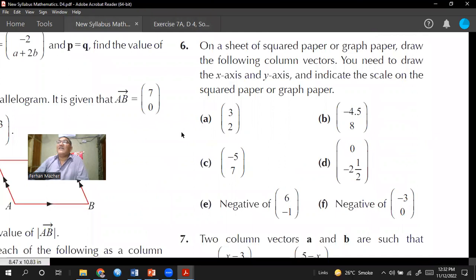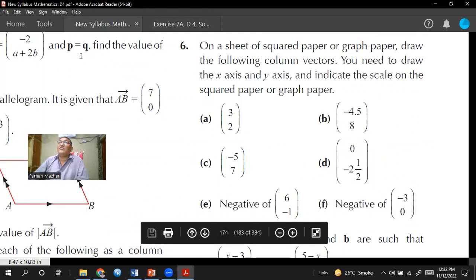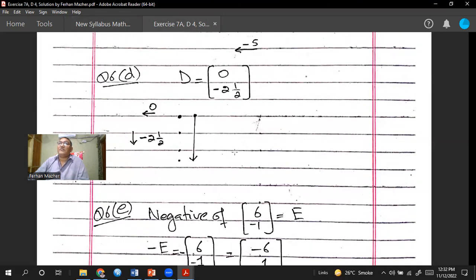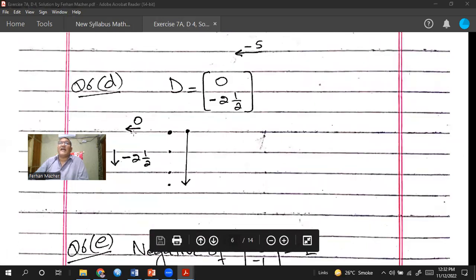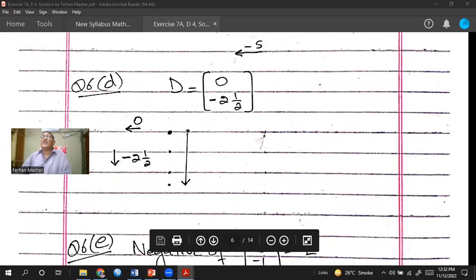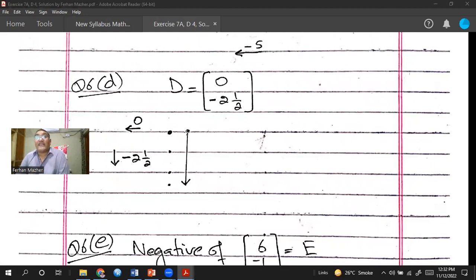Then we have 0 and minus 2 whole 1 by 2. Let me show you. Here in the D part, you will not move any step on the x-axis. Wherever is your starting point, you will not move along the x-axis. And the y is minus 2.5, which means you go 2.5 steps down. Then join the tail with the head. That will be your vector, put arrow towards the head. So this vector represents this column vector, 0 minus 2.5.